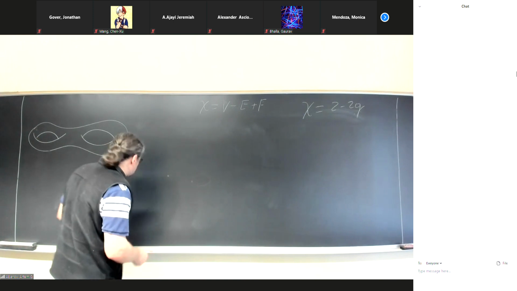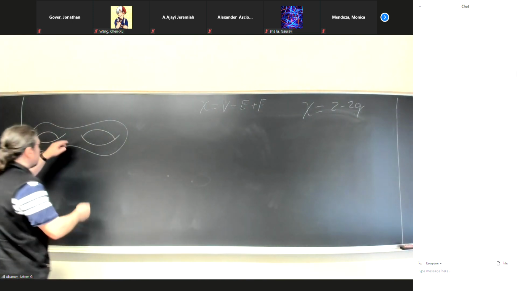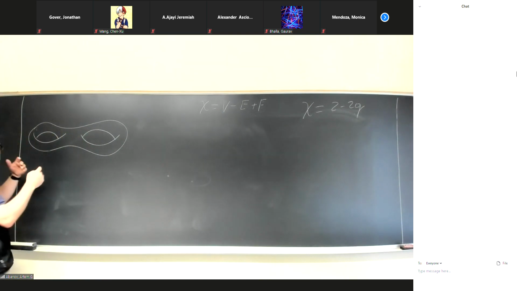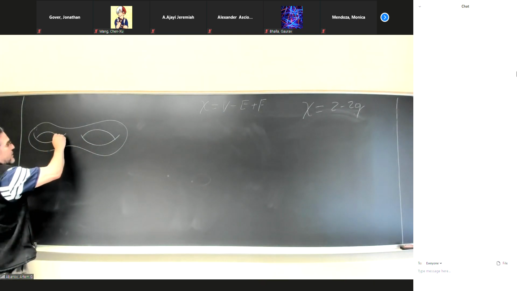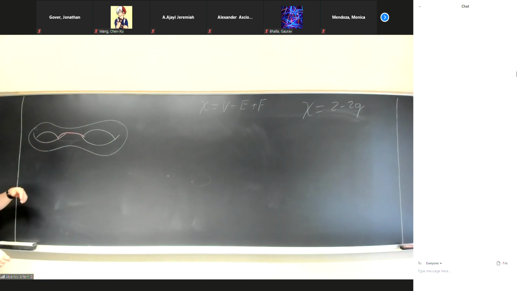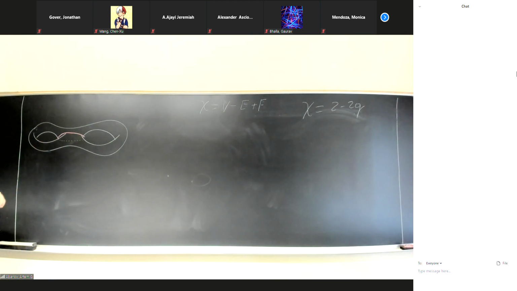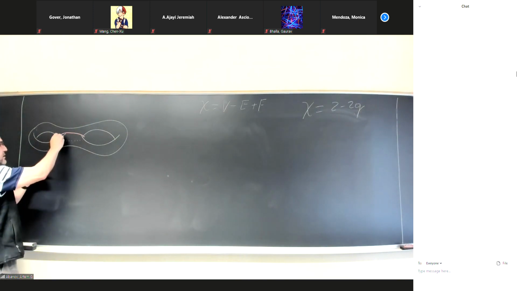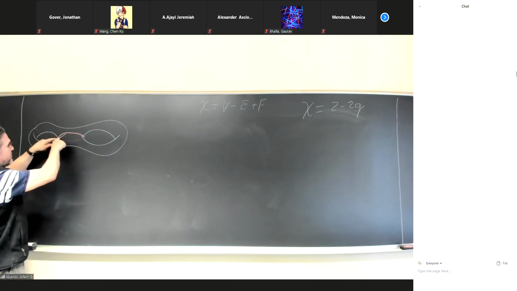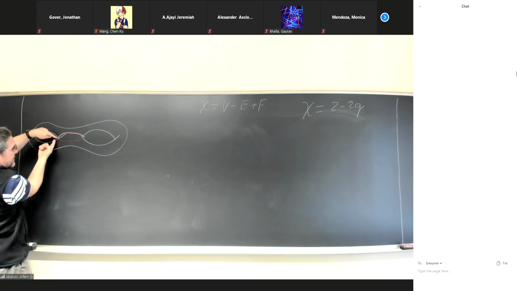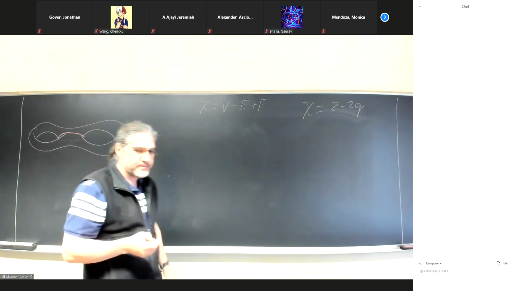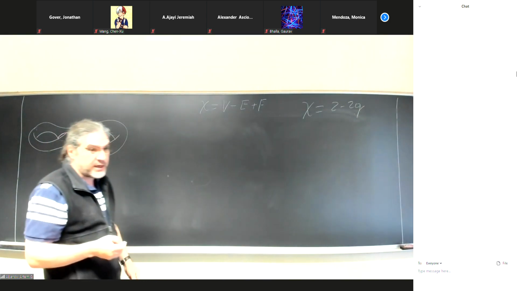So what I do, I take my figure, right? And now I draw an edge which goes like this. Do you see what it is? So I draw an edge which goes from one hole to another, and then on the other side back. Just a loop. Okay, that's my one edge.